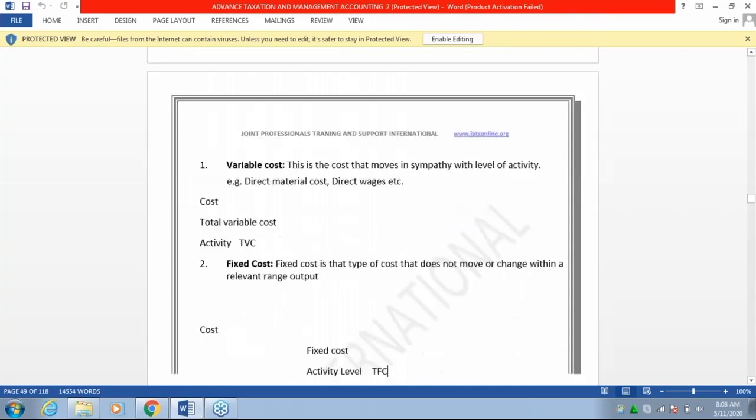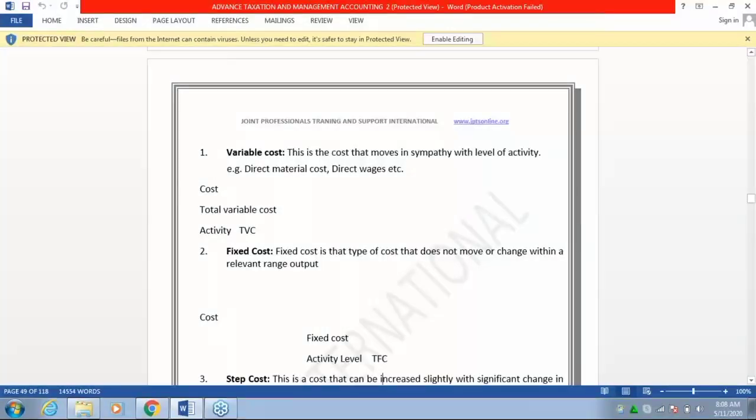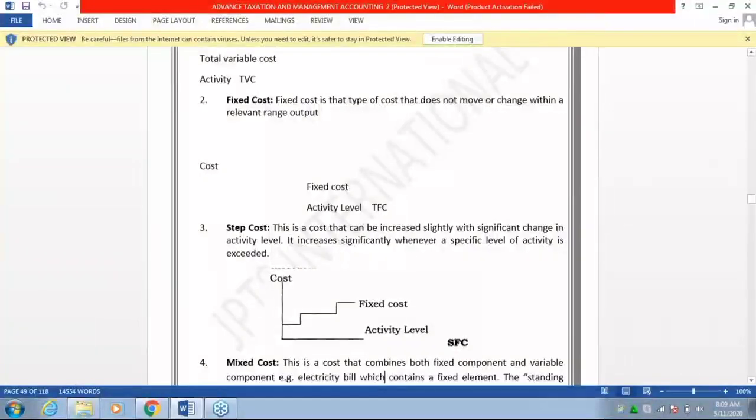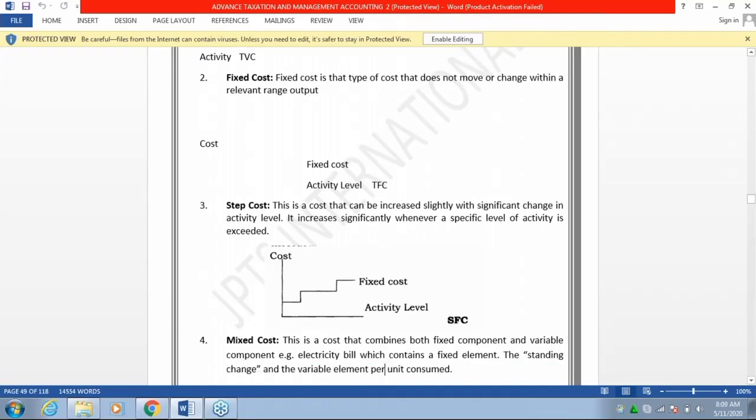Then we have the fixed cost. The fixed cost is the type of cost that does not move or change within the relevant range of output. So irrespective of the increase or decrease of the output, the fixed cost will remain the same. Then we have the step cost. This is the cost that increases significantly with significant changes in the activity level, whenever a specific level of activities is exceeded. You can see from the screen the graph where we have the cost, the fixed cost, then the activity level.